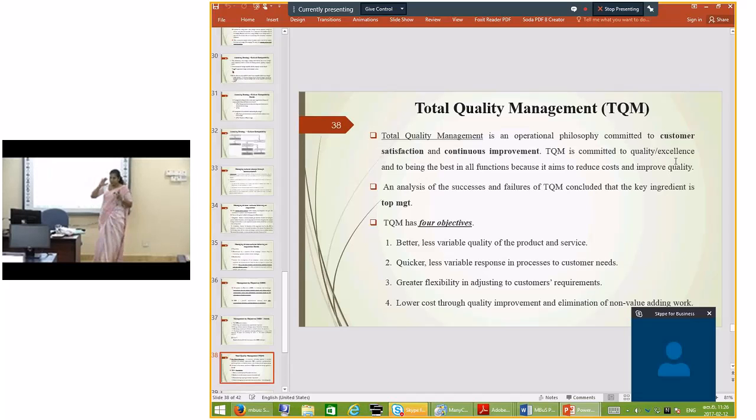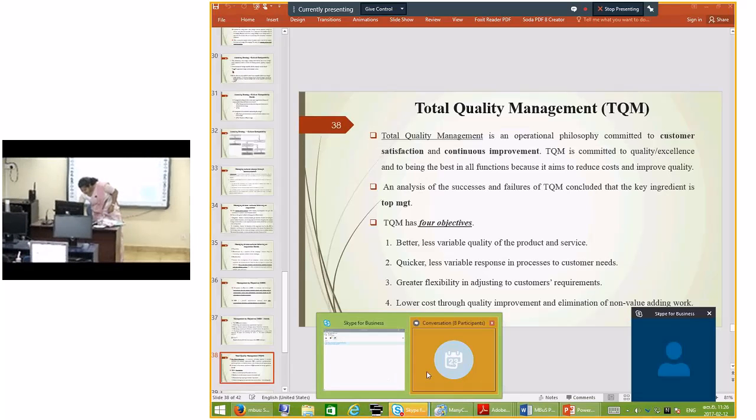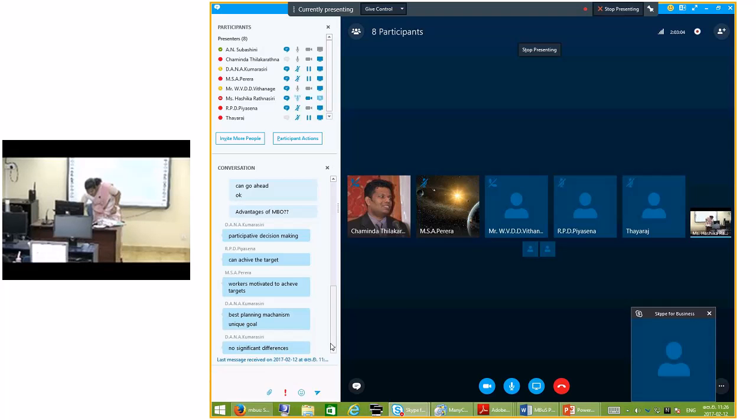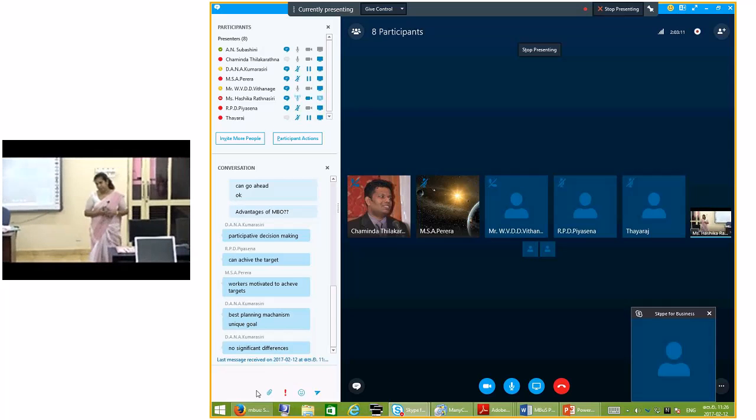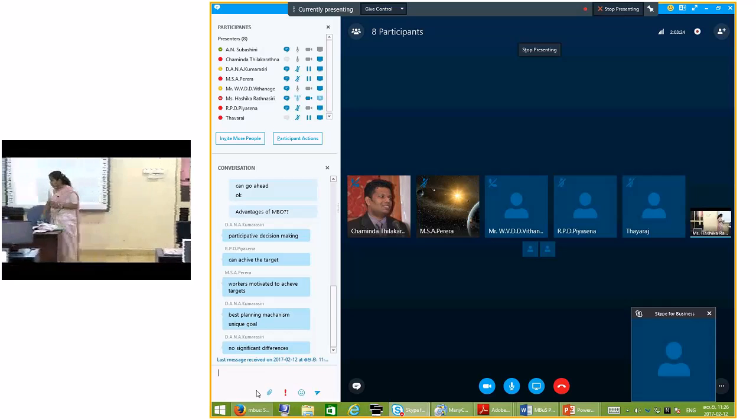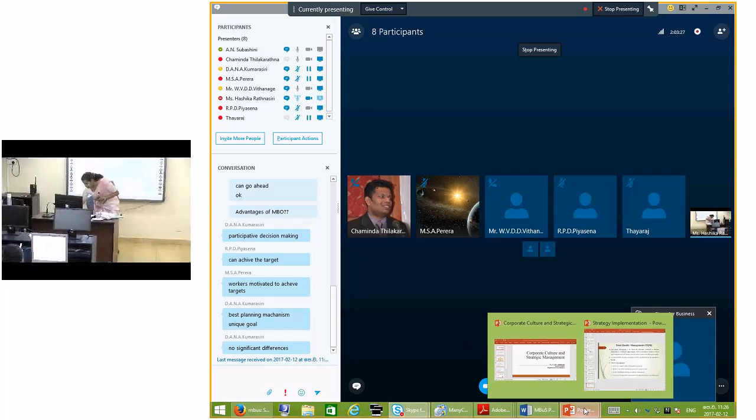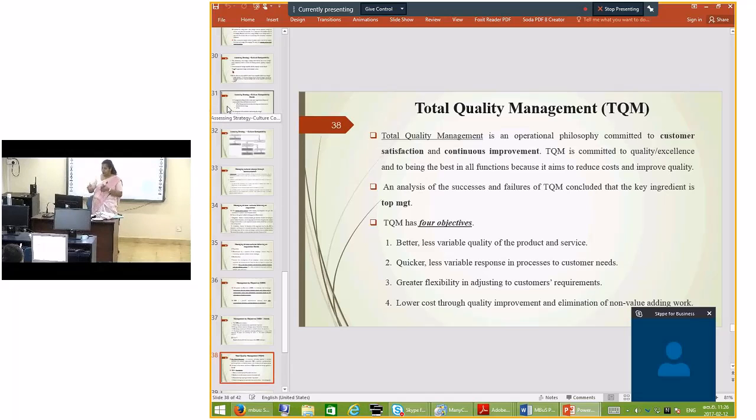That means we are maintaining quality in a good manner. No significant differences. That means each item should be at the same level of quality. Otherwise, one item has good operation, but another item has more problems. So under TQM we try our best to have fewer defects and less variable quality. That means item to item, the quality might not vary.